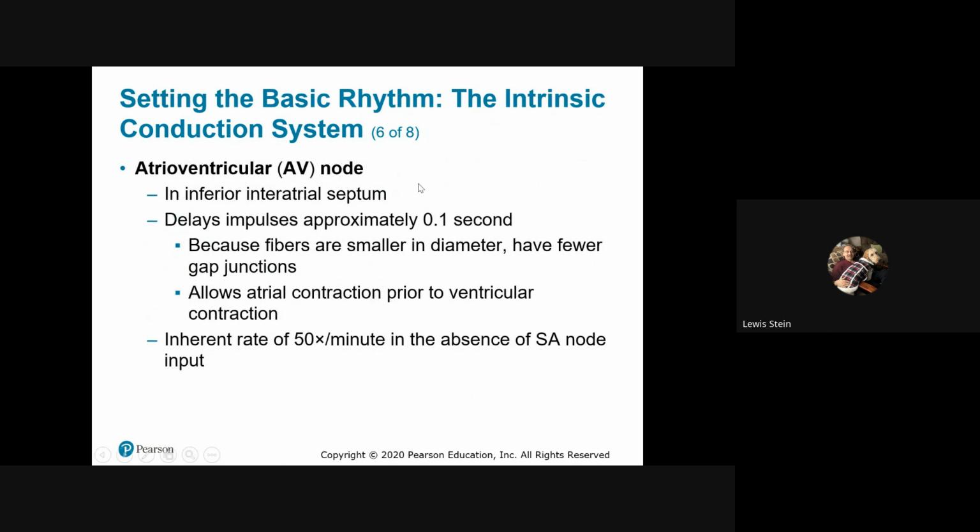The inferior interatrial septum is where we notice the AV node. And it has, as you can see, a programmed delay. It goes through the SA node fairly quick, but that AV node, again, has smaller fibers and fewer gap junctions, allowing atrial contraction prior to ventricular contraction.